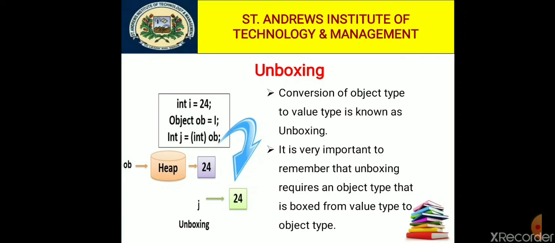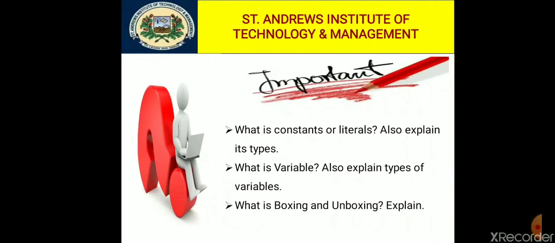Now I am going to provide you some important questions based on today's topic so that you will get an idea of which type of questions come in the university exam. The first question is, what is constants or literals? Both have the same meaning. Also explain its types. The next question is, what is a variable? Also explain types of variables. The last one is, what is boxing and unboxing? Explain. The same question may also come in a different way in the exam: differentiate between boxing and unboxing.